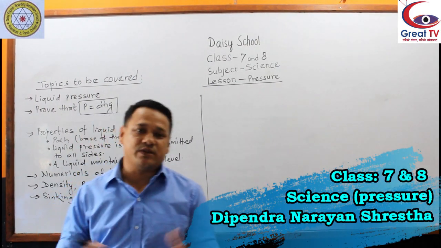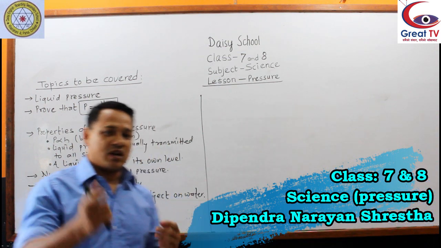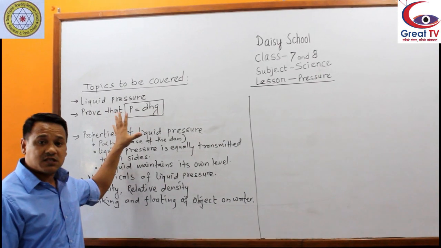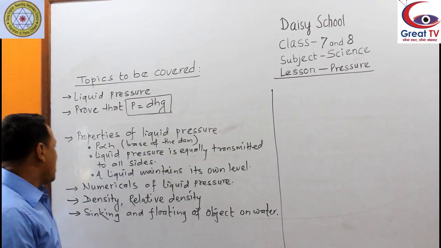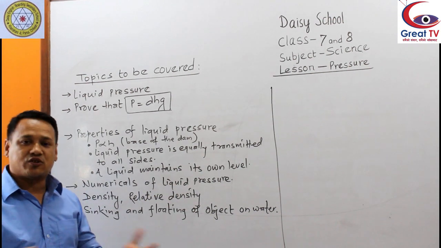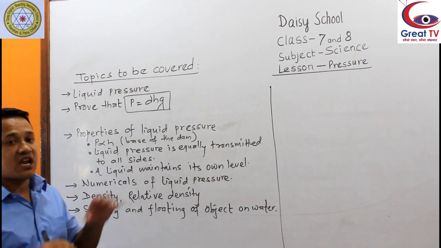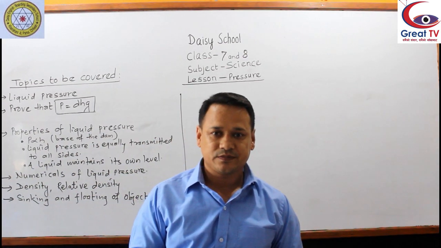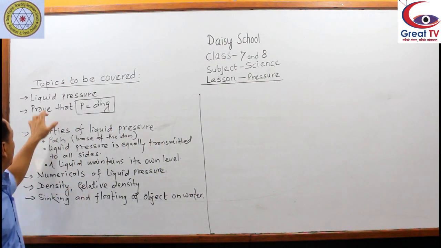In the previous video we discussed atmospheric pressure, and today we are going to discuss liquid pressure: the factors on which liquid pressure depends, some properties of liquid pressure, and some numerical problems related to liquid pressure, density, relative density, and the sinking and floating of objects, which depends on the density of the object. Okay students, let's enter the topics.